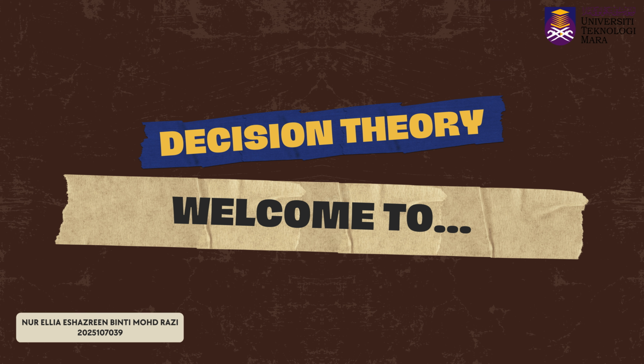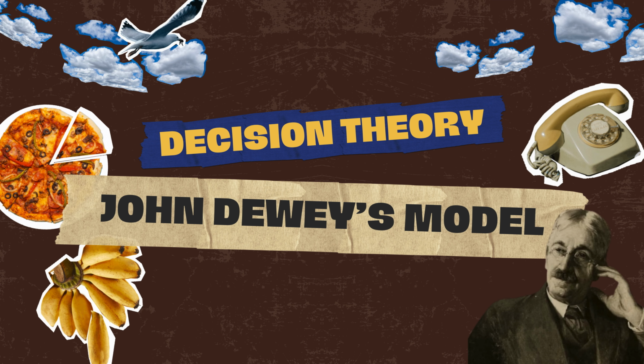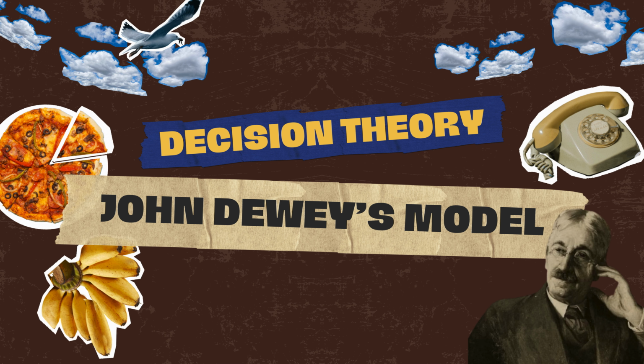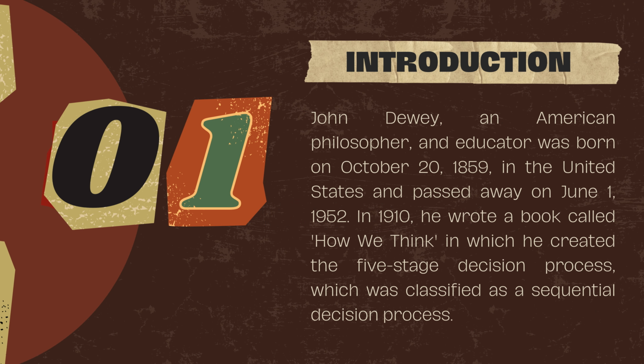First of all, my name is ESHAZREEN binti RAZI, and today I will be explaining John Dewey's 5-step decision making model using a real life example that you guys can probably relate to, which is what to do when your shoes are torn and you need to head out. So, the first one is the introduction.